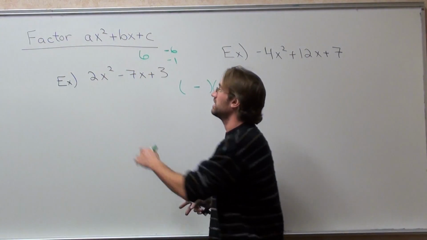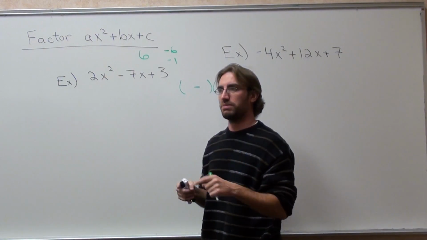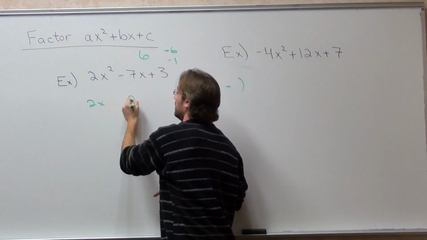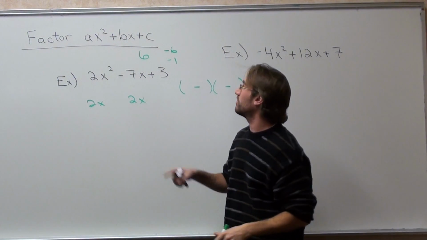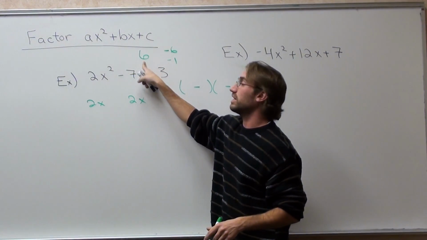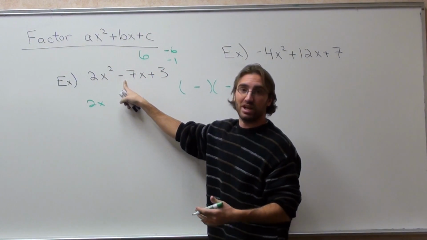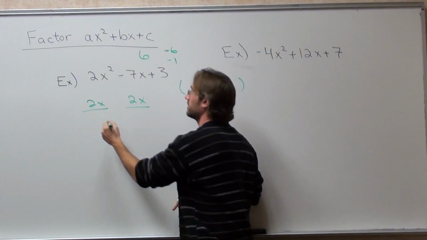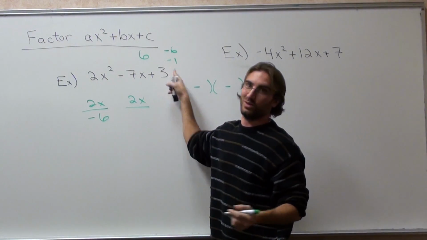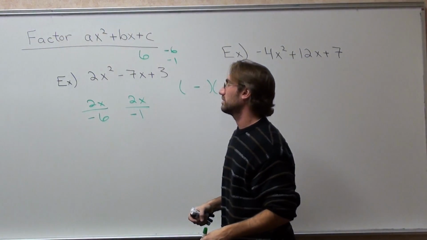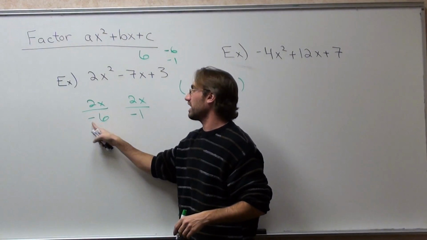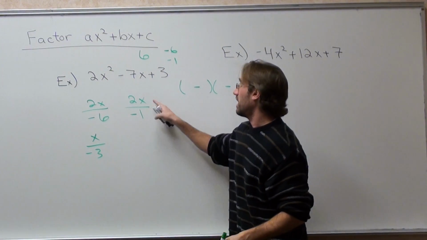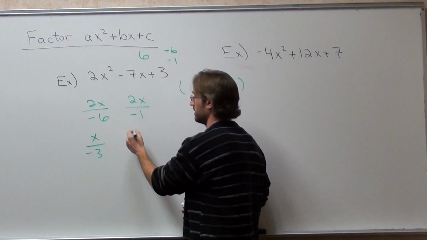Now here's the little trick. You take the first term, and you write it down twice. But you don't write down 2x squared, you write down 2x. And you write down 2x. Now what you do is you divide by these two numbers that end up working for the product, but also the sum of this number. And you divide them out. So you take negative 6, and you take negative 1. And you reduce it when you can. 2 over negative 6 is x over negative 3. And this is just 2x minus 1 because you can't really reduce it.